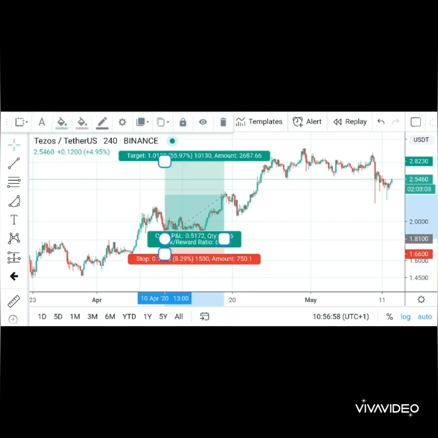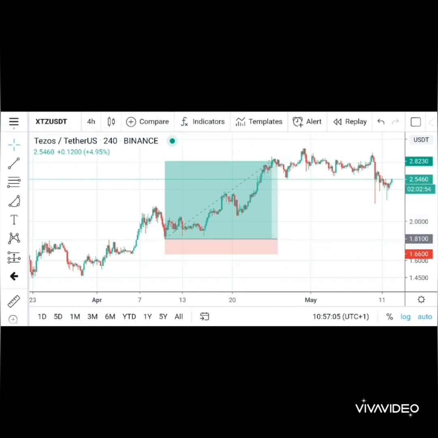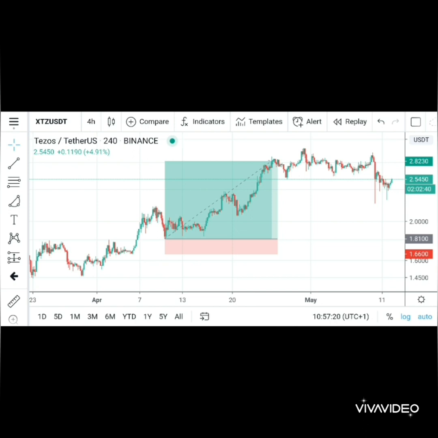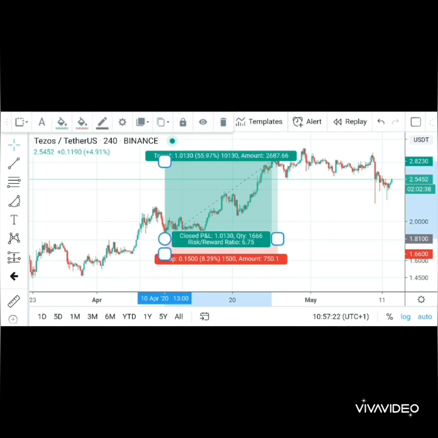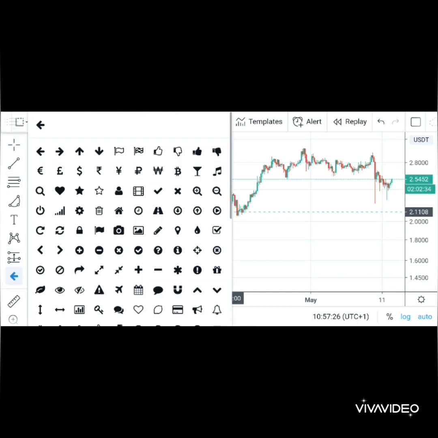So what it actually means is that you are using a risk reward ratio. You are using like $1 risk to make $6.75. You will learn about all those later. So that is it basically.